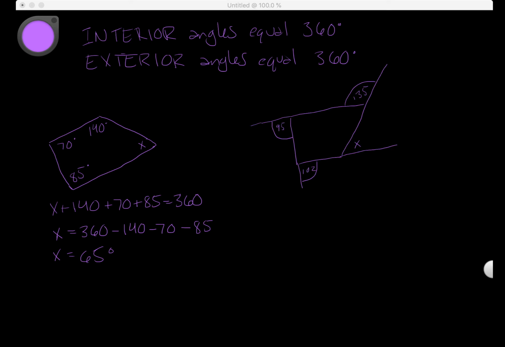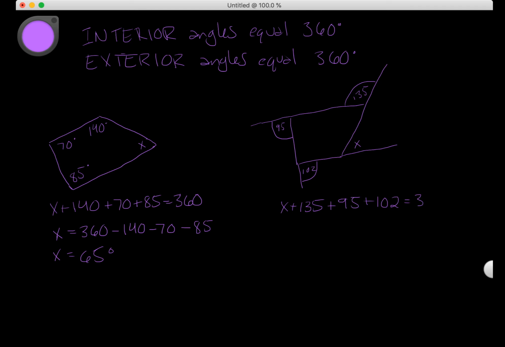Now for this quadrilateral, we are going to look at the exterior angles. So we're trying to find the measurement of this exterior angle here, that's x. So we know that the exterior angles are going to equal 360. So just like I did in the last one, I'm going to take the angles that I have on the outside of this quadrilateral. So I have my x, my unknown. What do I have? I have 135. So x plus 135 plus 95 plus 102 equals 360.